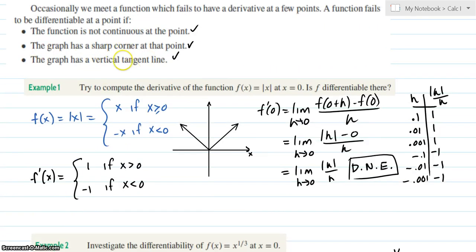We did the vertical tangent. We did the sharp corner. Sharp corner, I never said, but the answer here was no. It's not differentiable. So it's not differentiable at a sharp corner. It's not differentiable at a vertical tangent line. So now let's look at a function that is not continuous at a point.